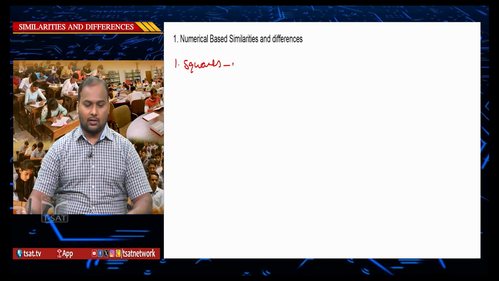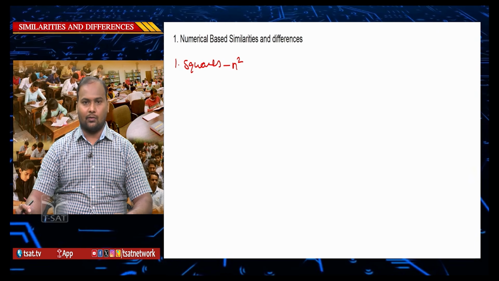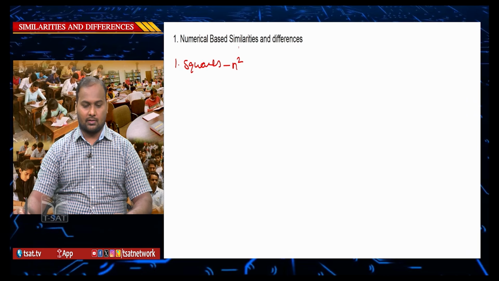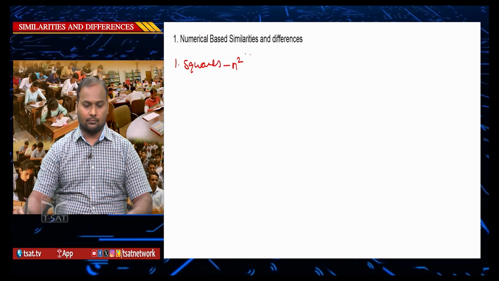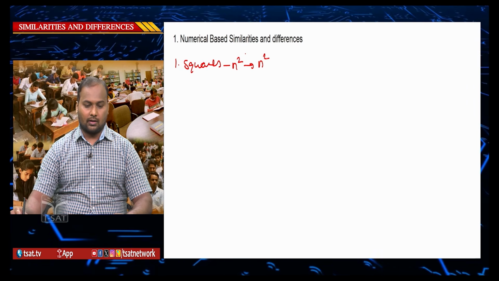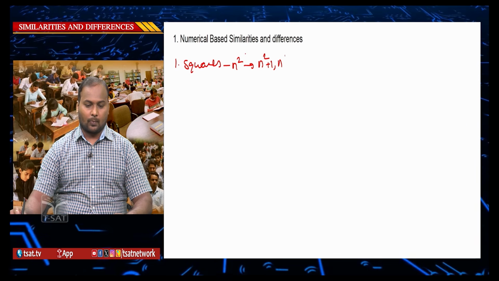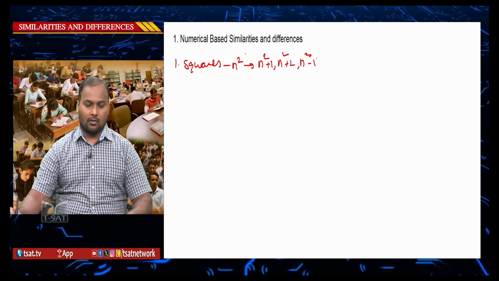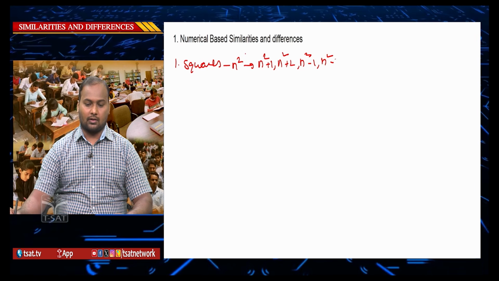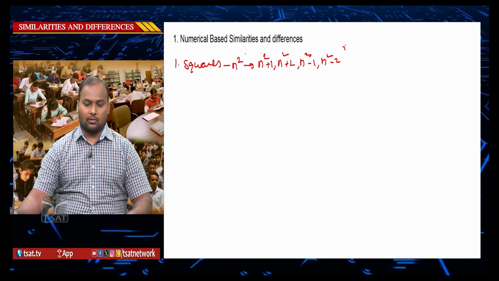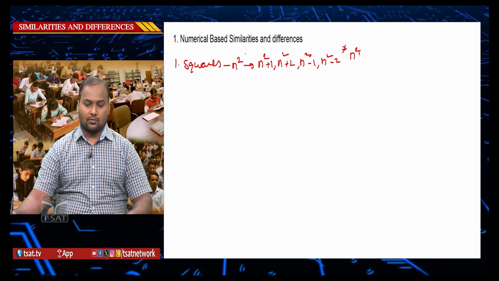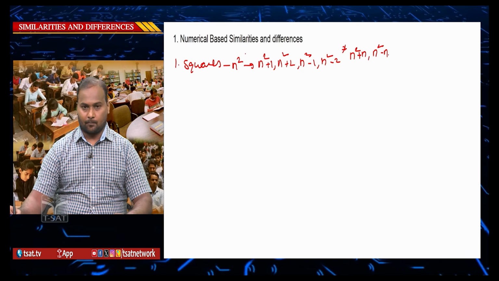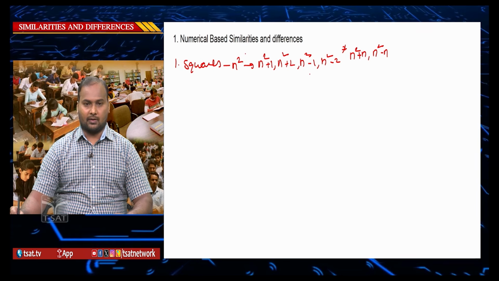Not only the squares, the student should know the values near the squares as well: n square plus 1, n square plus 2, or n square minus 1, n square minus 2. The most important are n square plus n and n square minus n. So, how can the questions be expected?